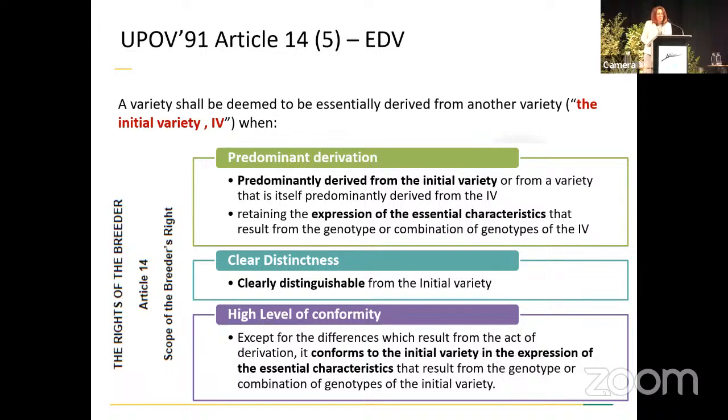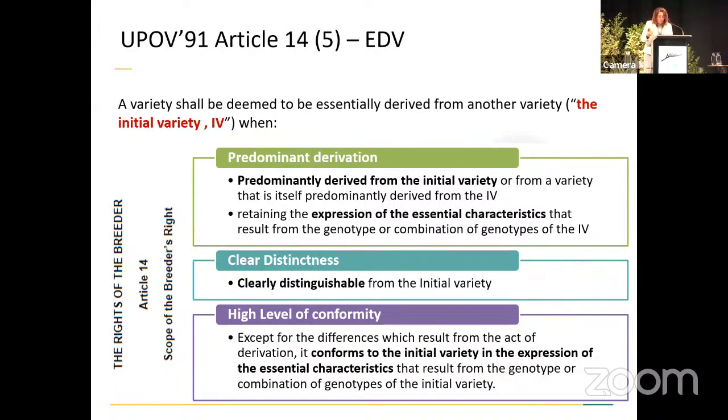What do we mean by predominant derivation? Predominant derivation could be directly or indirectly to the initial variety. That is the case of indirect derivation when you have a variety which is itself derived from the initial variety. What is really important, it should be the expression of the essential characteristics, or what was called traits, that results from a genotype or combination of the initial variety.